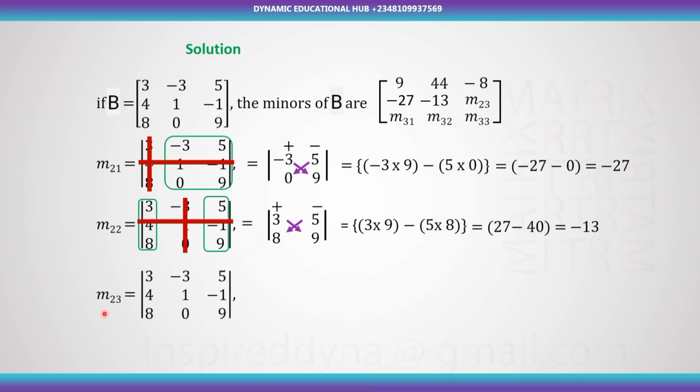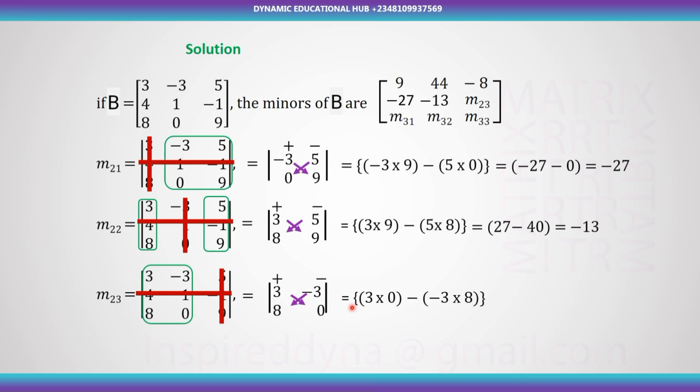We move to minus 2, 3, which is second row, third column. We are left with these. Let's find their determinants. Plus, minus, we multiply across the diagonal. We have 3 multiplied by 0 is 0. We have minus 3 multiplied by 8. 3 multiplied by 0 is 0, minus 3 multiplied by 8, minus 24. Because of the minus outside, it becomes plus. 0 plus 24, you have 24. That is what we're going to get here.